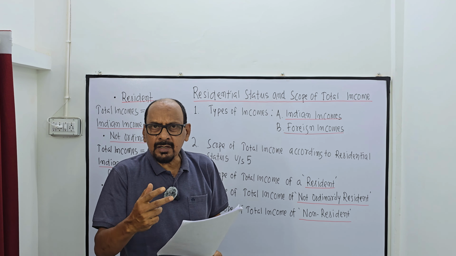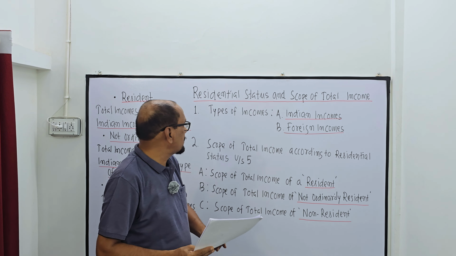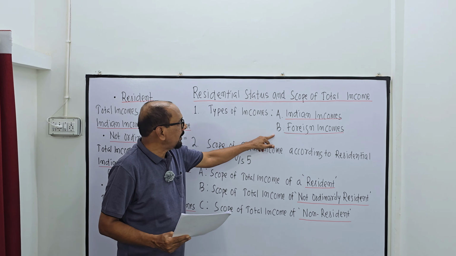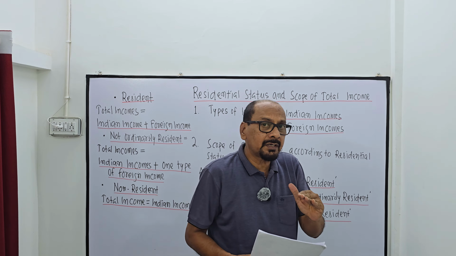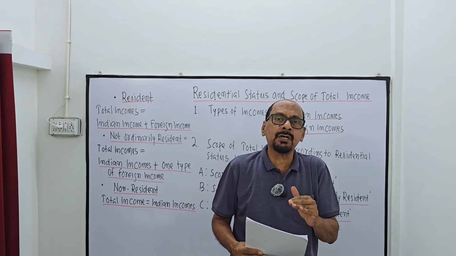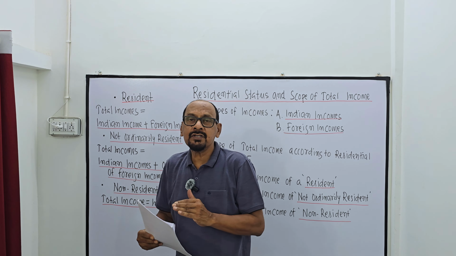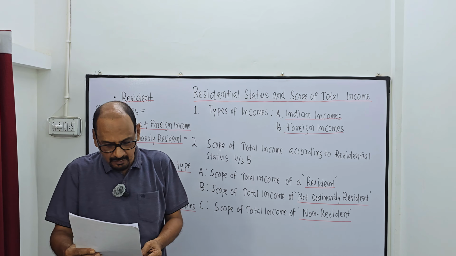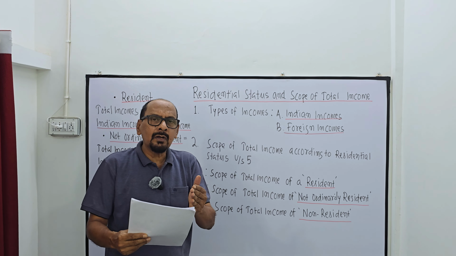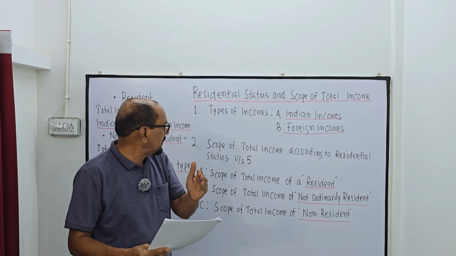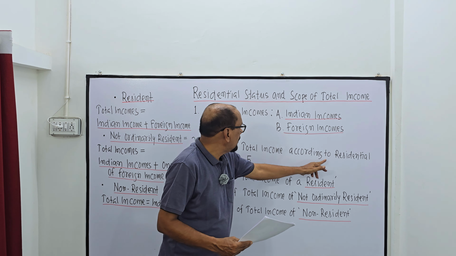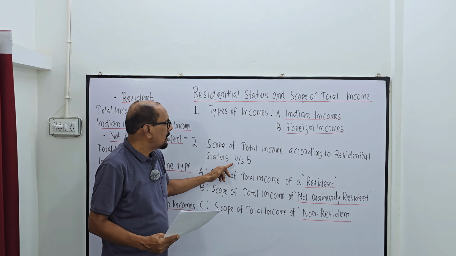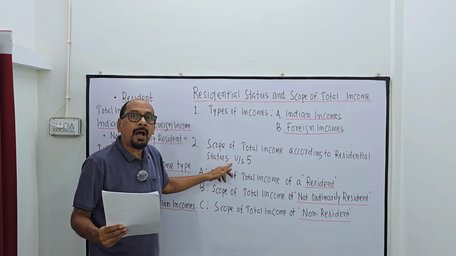So there are two categories of income, that is Indian income and foreign income. So far I have explained the different categories of income, which incomes are treated as Indian income and which as foreign income. So let us see the scope of total income according to residential status under Section 5.